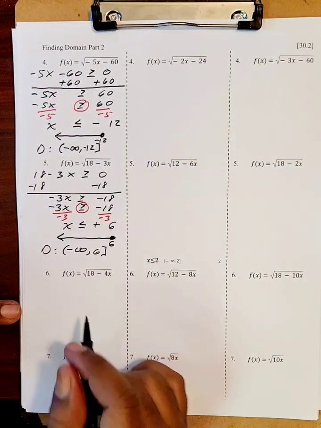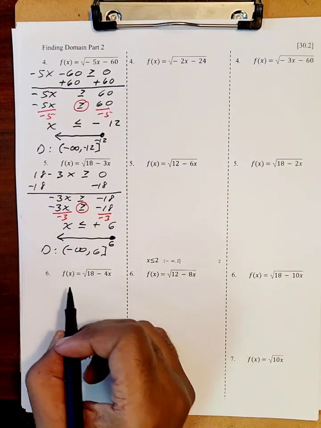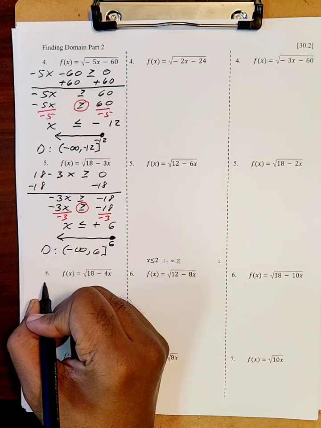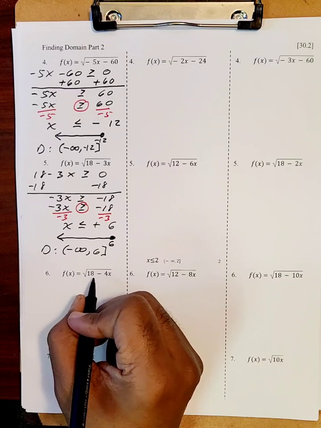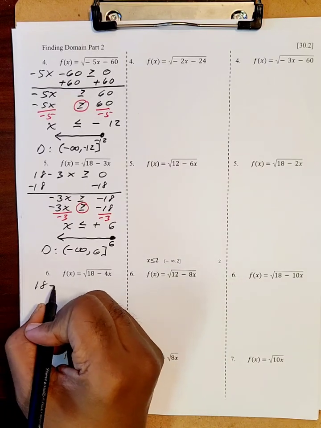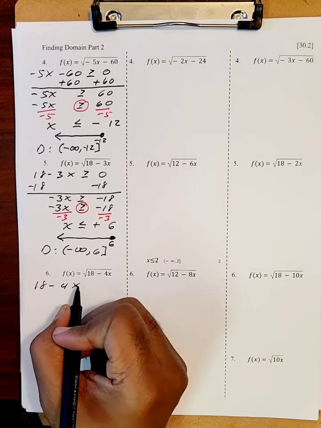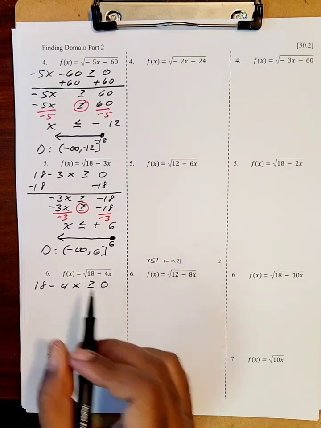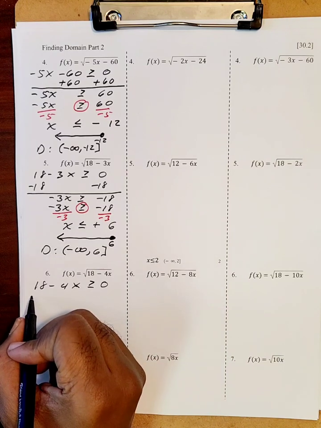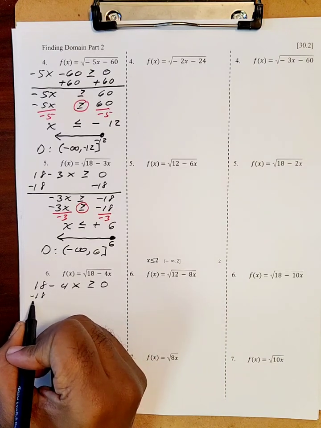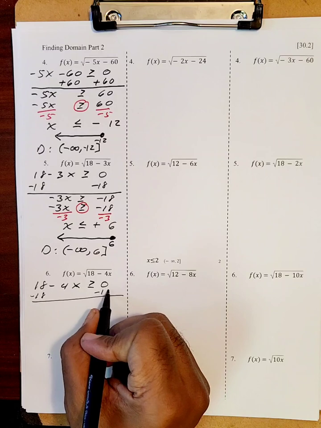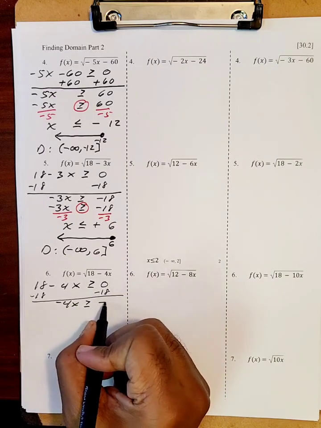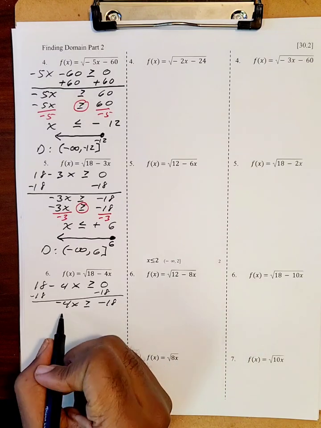Okay, number 6. To find the domain here, we're going to take the expression here, 18 minus 4x, and set this expression greater than or equal to 0. And then we're going to solve for x. So I'm going to subtract 18 from both sides, and this will give me negative 4x is greater than or equal to negative 18.